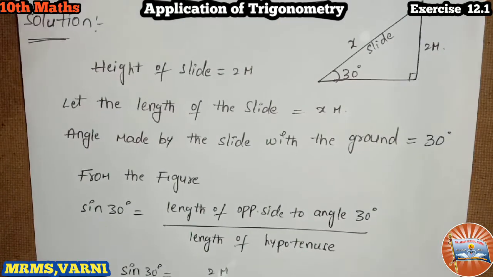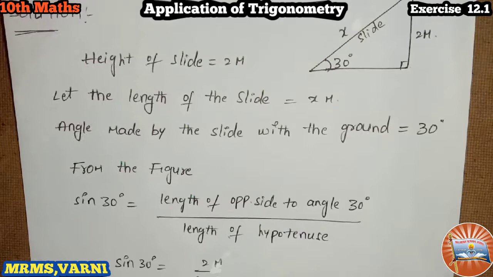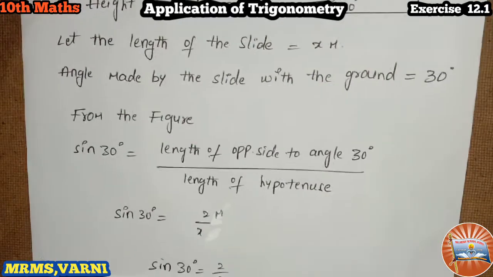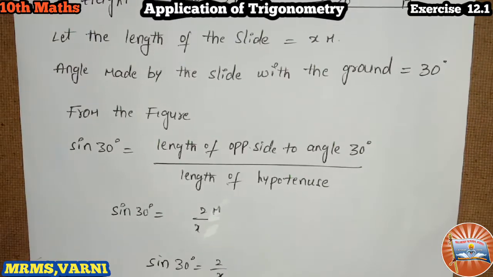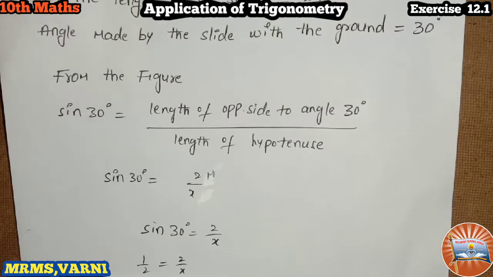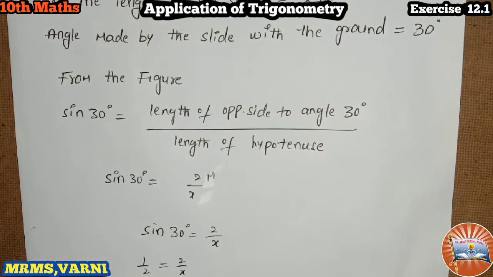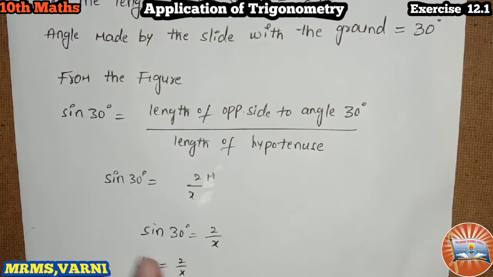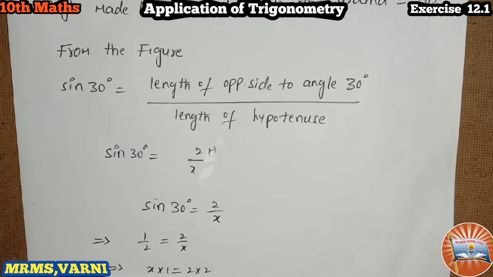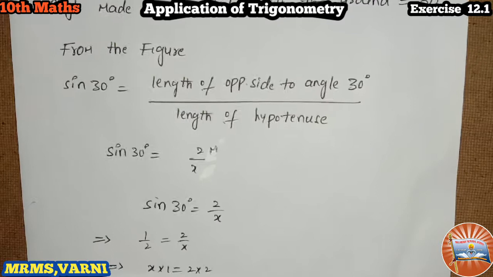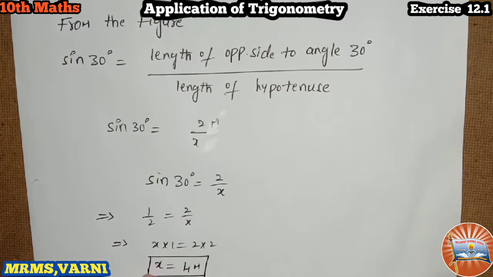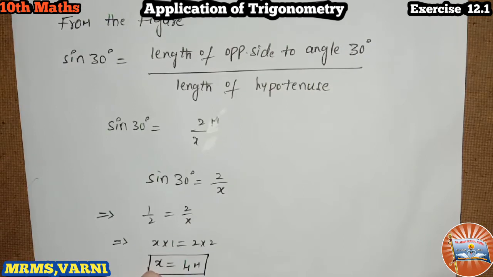Let us simplify that. We know the sin 30 value, that is nothing but 1 by 2. So we substitute here: sin 30 is equal to 1 by 2, which equals 2 by x. Taking the cross multiplication, we get x into 1 is equal to 2 into 2, that becomes x is equal to 4 meters. x is nothing but the length of the slide.